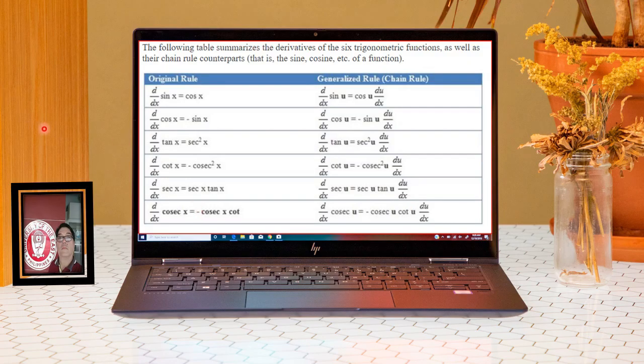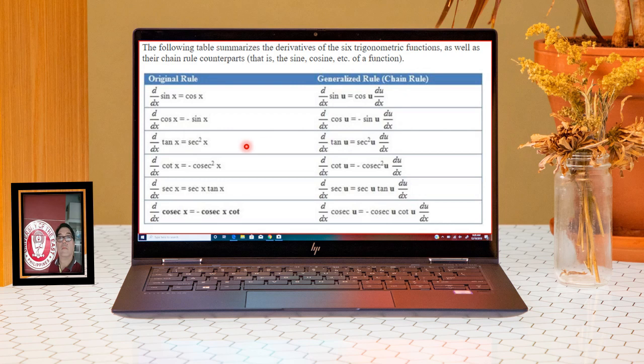This table summarizes the derivatives of the 6 trigonometric functions as well as their chain rule counterparts. That is the sine, cosine, etc. of the function. Dito po sa first column, makikita natin yung original rule at dito naman po sa second column, makikita natin yung general rule o yung tinatawag natin na chain rule.